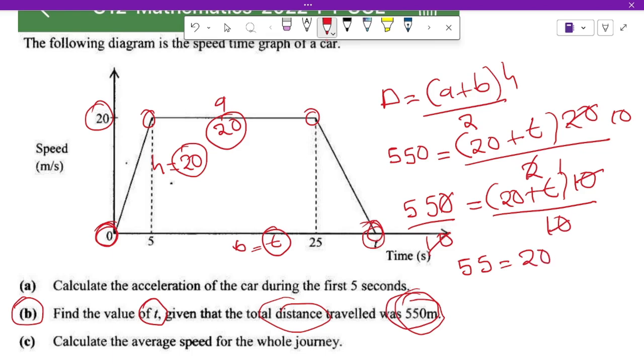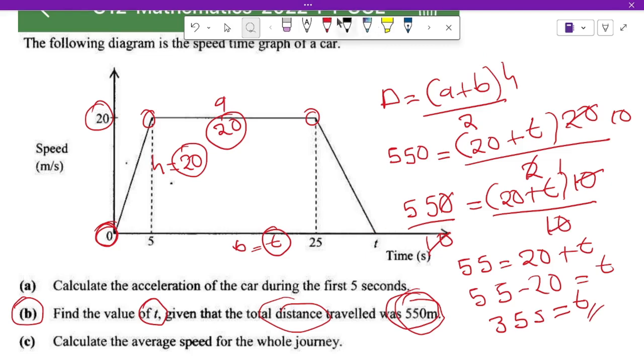to 20 plus t. So then this 20 can cross to the other side, so it's going to be 55 minus 20, which is going to be equal to t. 55 minus 20 will give me 35. Okay, we're dealing with time, so 35 seconds is the value of t. So meaning here at t, we have 35 seconds. Okay, that's the value for t.